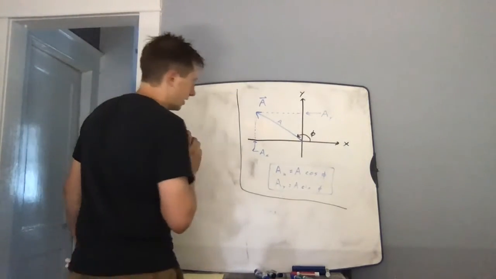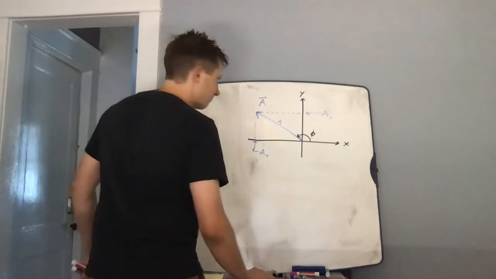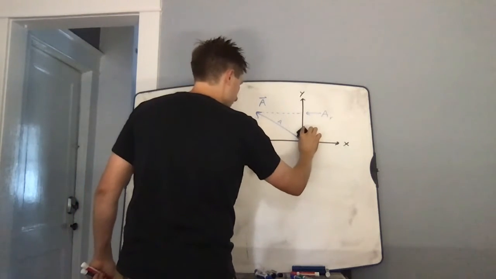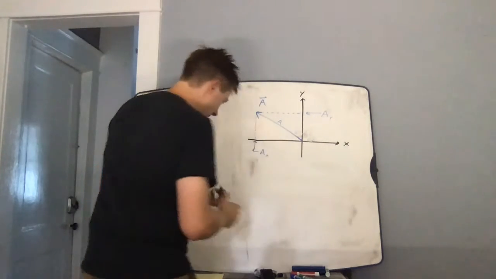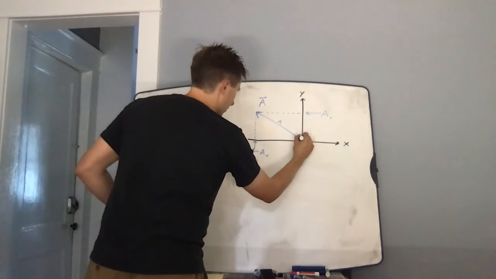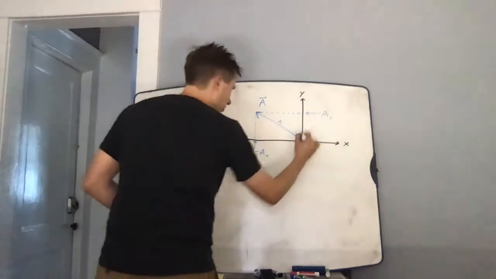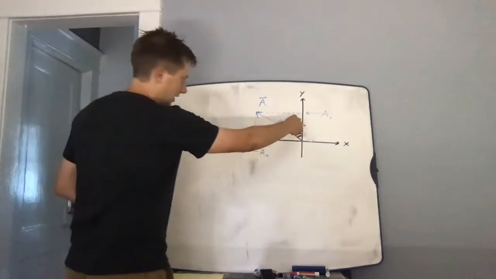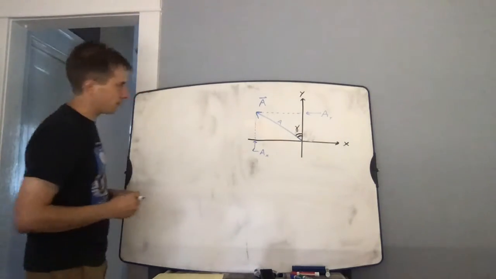So what I'm going to do is erase this, and I'm going to erase this angle as well. So let's redraw this picture, and let's say this angle right here, I'm going to call this angle, I don't know, I'll call it gamma. I'm giving it the Greek letter gamma. So this is angle Greek letter gamma.